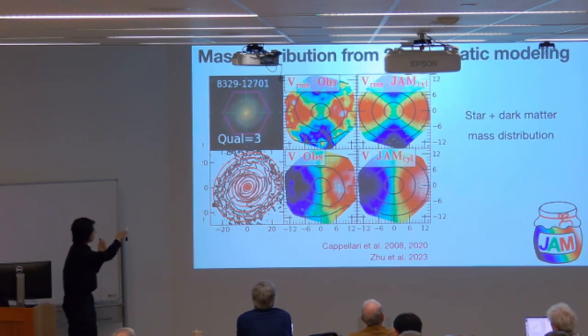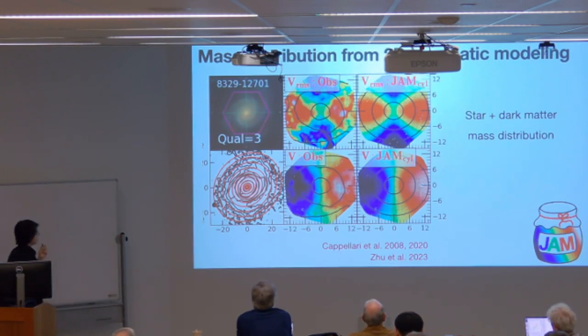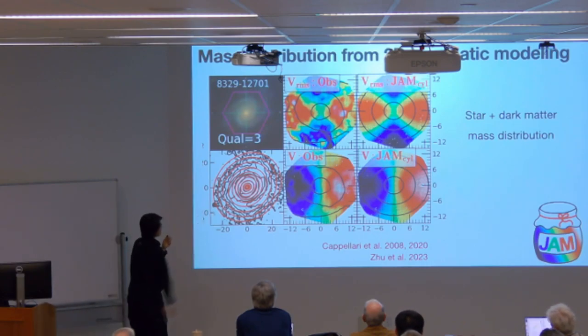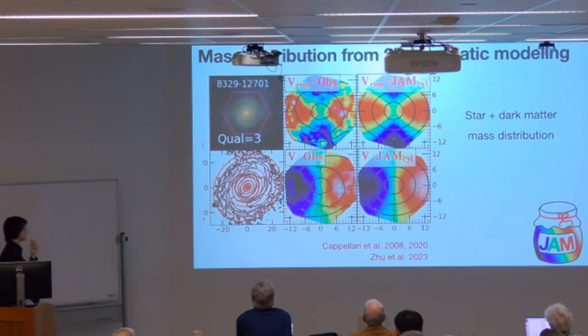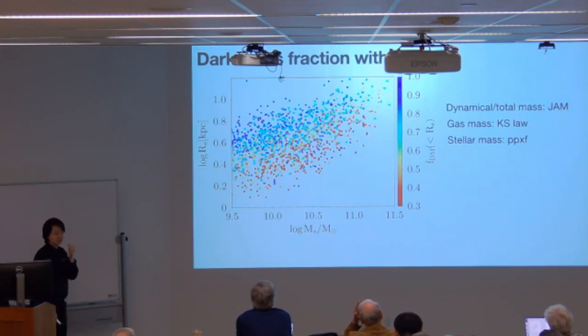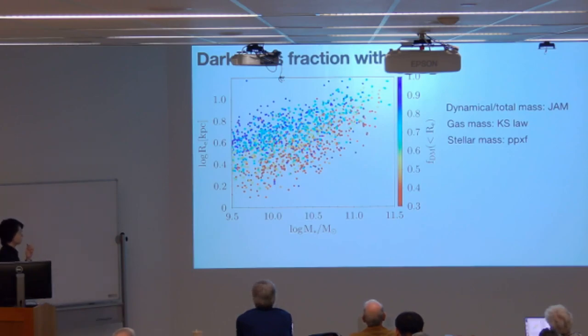Okay, so here is one example of the JAM fitting. The top row is the maps of the V_rms, which is V squared plus dispersion squared, and the bottom row is the map of the velocities. You can see the observation results here, and these are the model results, and they seem to be quite consistent. So the fitting is good enough here. From the JAM fitting, we can get the total mass distribution and the total mass within the effective radius. And from these, we are able to calculate the dark matter fraction within the effective radius.